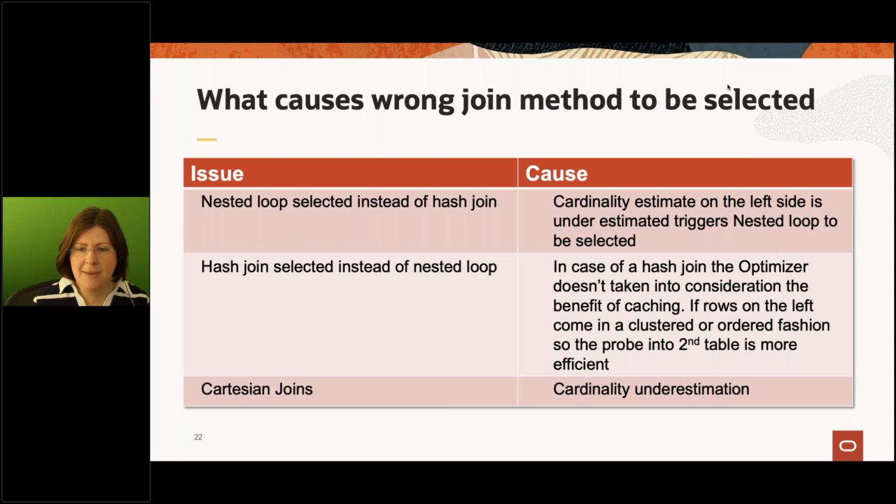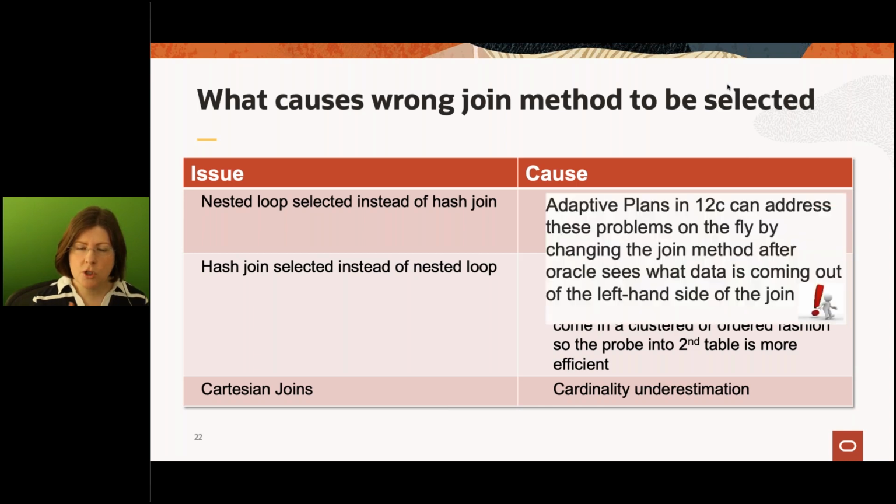There isn't a massive way to fix the second one. The first one, obviously, you fix the stats issue and you get it. The second one, letting Oracle know about the clustering, is much, much harder. And so the good news is, starting in 12c, we introduced something called adaptive plans, and adaptive join methods will actually fix or help this scenario. So let me explain how that works.